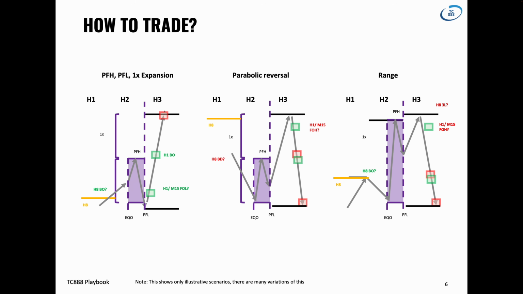So you take the long up to the 1x expansion, and then if you like what you see here, if it does an M15 or a H1 fake out high engulfment, then you just take the short trade back down. And typically this, especially late session, you get very nice collapses back to the opening box or through to the opening box low. Then third option, range.